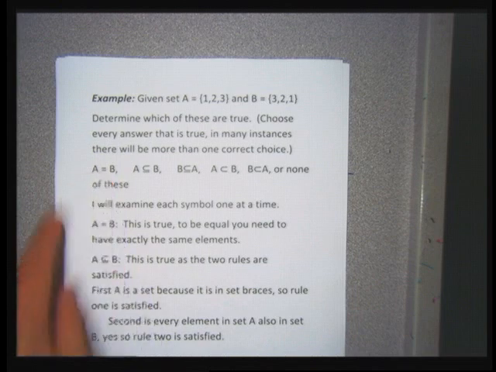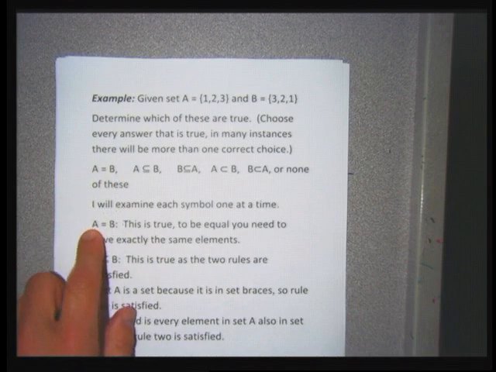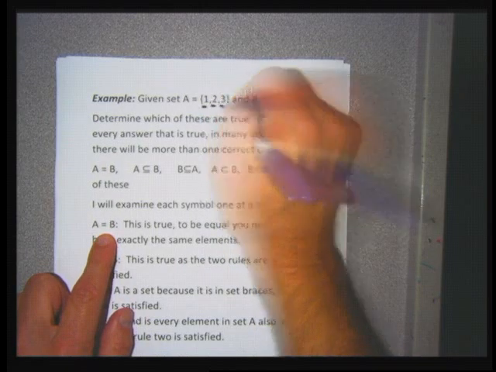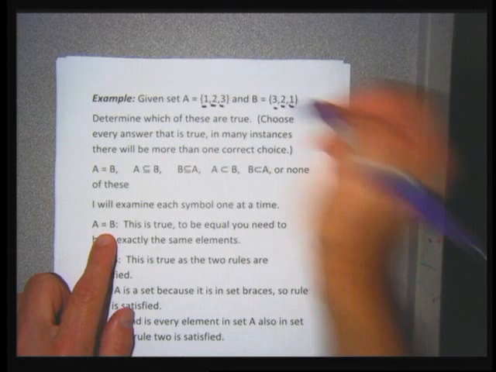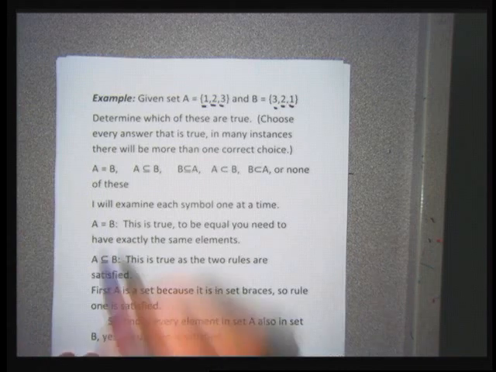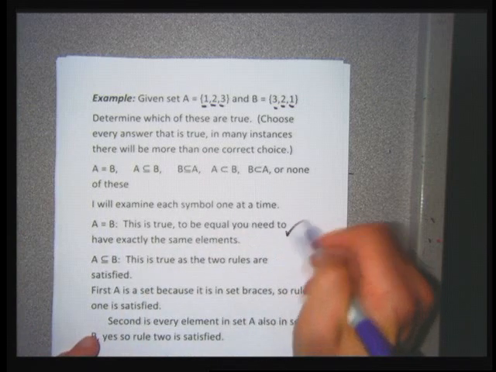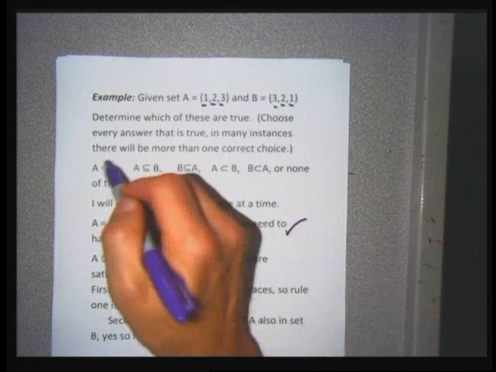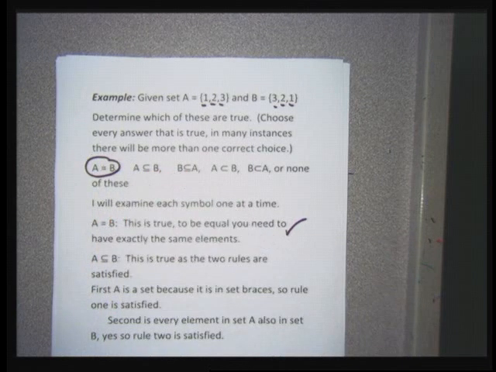be the same. So if I look at the first statement, is set A equal to set B? A has the numbers 1, 2, and 3, and B has the numbers 1, 2, and 3. They're written in different orders, but they're exactly the same elements. For two sets to be equal, they need to have exactly the same elements. So A is definitely equal to B. So in part of my answer, I'm going to include that A is equal to B.